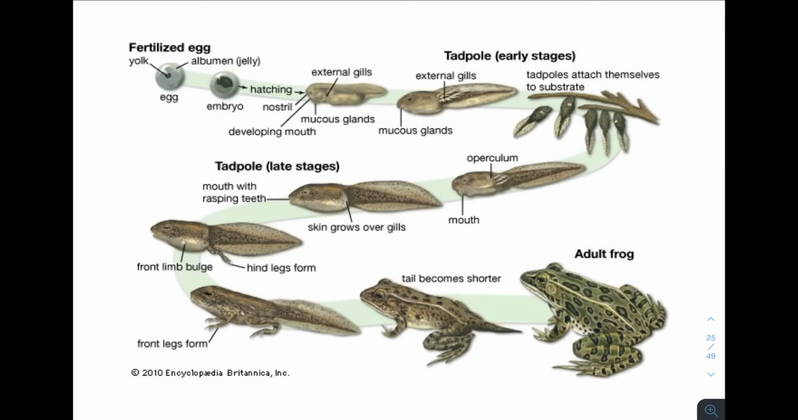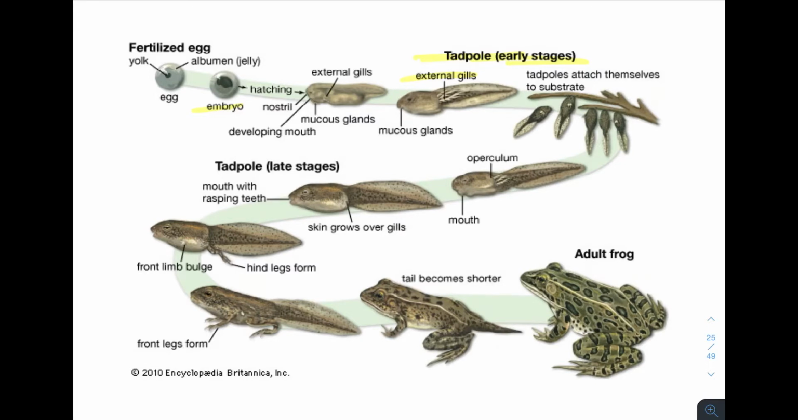We want to look at the metamorphosis of a frog here. And of course, we start with our embryo, and then we have this tadpole in the early stages. And what we notice with these tadpoles are external gills, which means that these tadpoles are going to use those water currents to oxygenate those capillaries in those external gills.